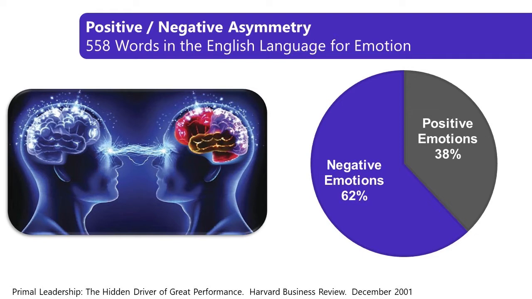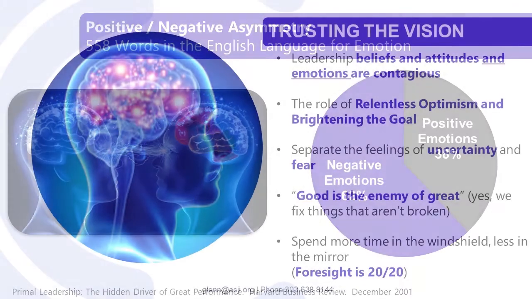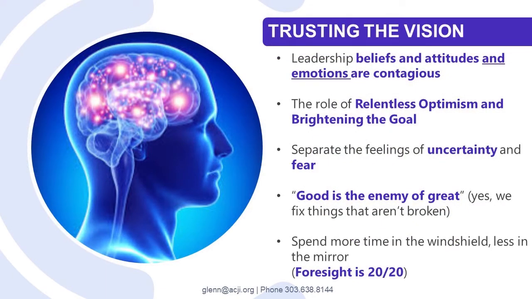Because we feel negative things differently than we do positive things, we have to try to tip the scale, and we have to really emote things differently in our change situations. Because again, people are borrowing and appropriating those feelings. So trusting the vision means that you first believe that your beliefs and your attitudes and your feelings are contagious. And so we have to be relentlessly optimistic in leading change.